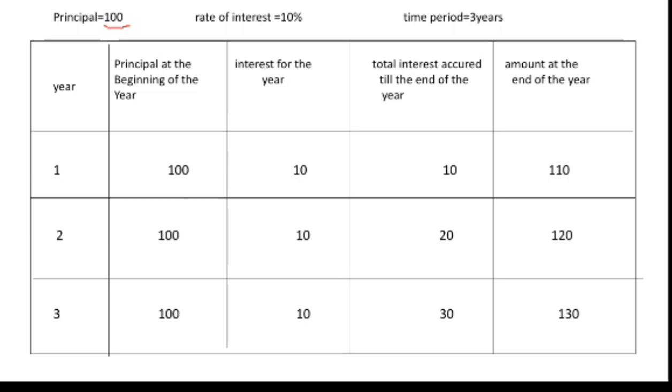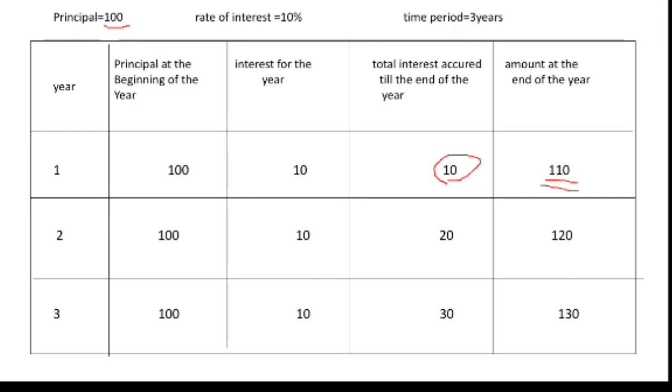Here you can see the table. The first column is the year, then the principal at the beginning of the year, then the interest for that particular year, then the total interest accrued till the end of the year, and finally the amount at the end of the year. We have kept the amount 100, so the principal at the beginning of the year will be 100. The rate of interest is 10%, so 10% of rupees 100 will be 10. The total interest accrued till the end of the year will be 10, and the amount at the end of the year will be 110.